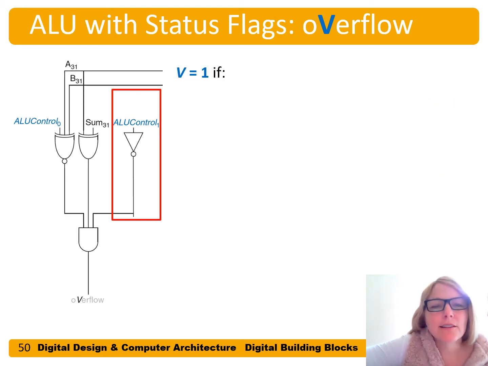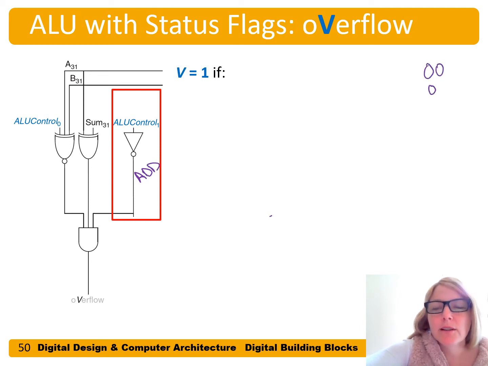Okay, so let's take a look at this circuit more closely. So overflow is going to be 1 if, well, first of all, we have to know if it's doing an addition or subtraction to start with. So that ALU control bit 1 is going to be 0. Remember, we have 0, 0, 0, 1. For addition, it's 0, 0, and subtraction, it's 0, 1.